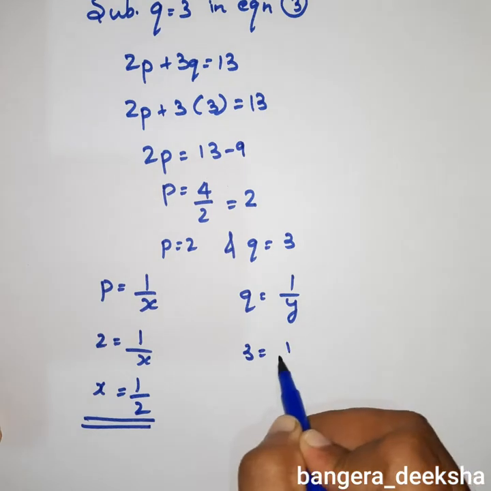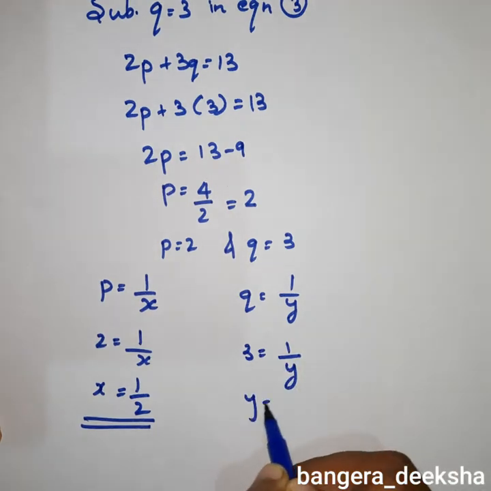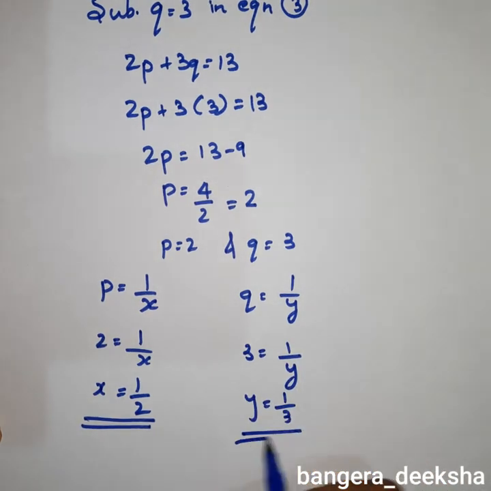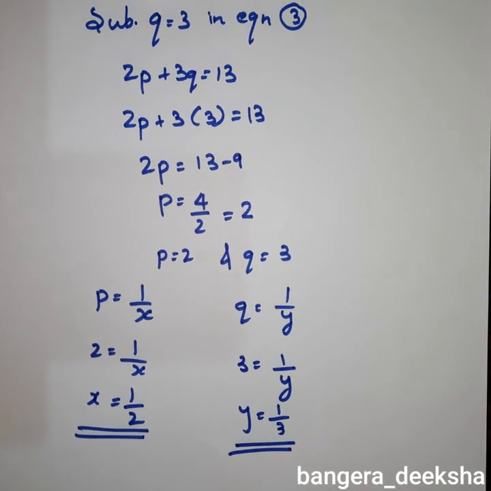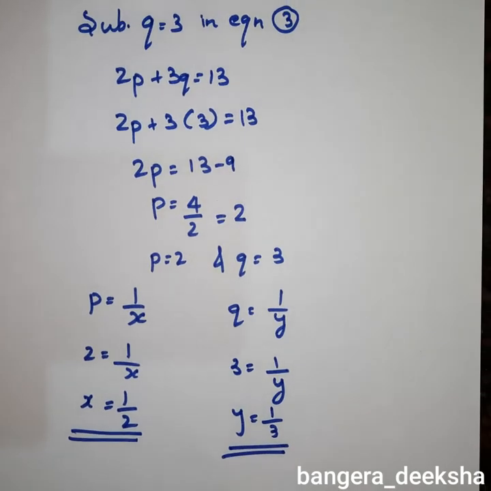3 is equal to 1 by y. Y is equal to 1 by 3. So this is our solution. So now let us look at one more equation.